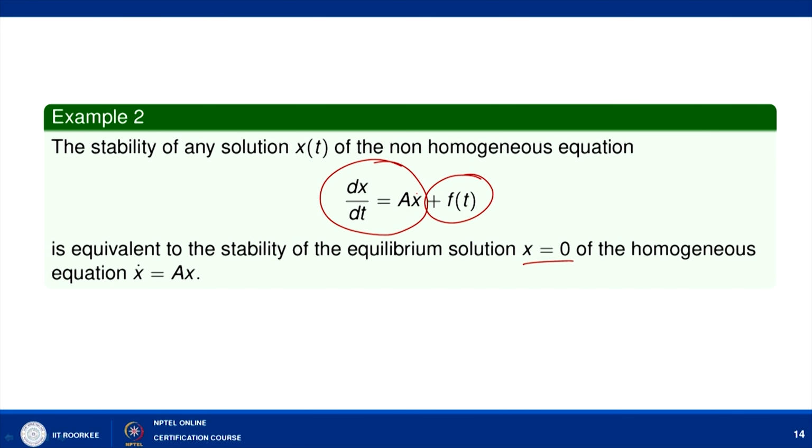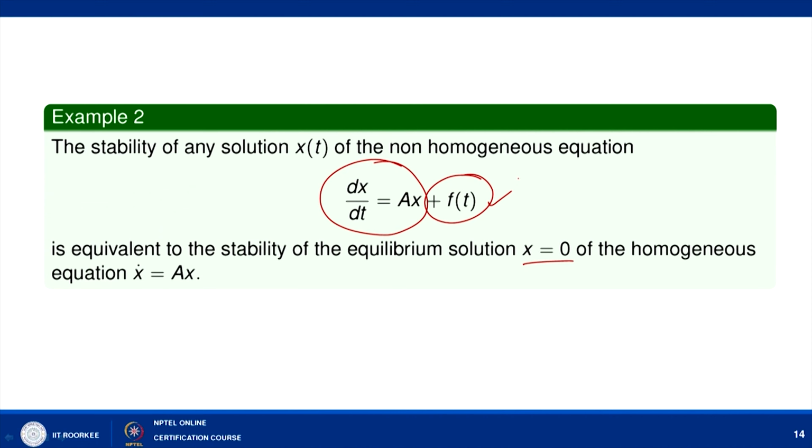And if dx/dt = Ax has an unstable solution, then f(t) will not change the stability. So, f(t) has no role in determining the stability behavior of dx/dt = Ax + f(t). The stability of the system depends totally on the eigenvalues of the coefficient matrix. It will not depend on the forcing function f(t).